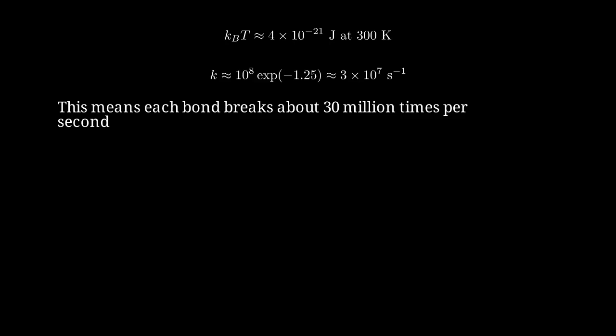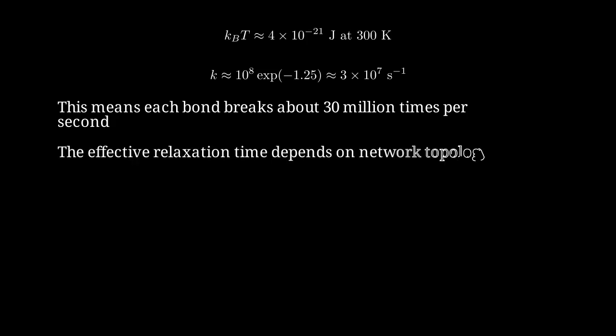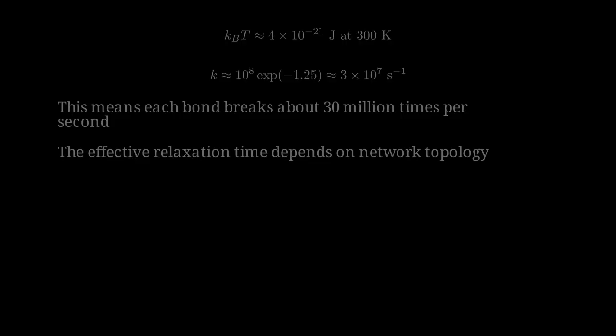However, in the network, there are millions of such bonds working collectively. The effective relaxation time of the entire network is much longer, because many bonds must break simultaneously for large-scale deformation to occur. This collective behavior is what gives cheese its characteristic stretchiness.